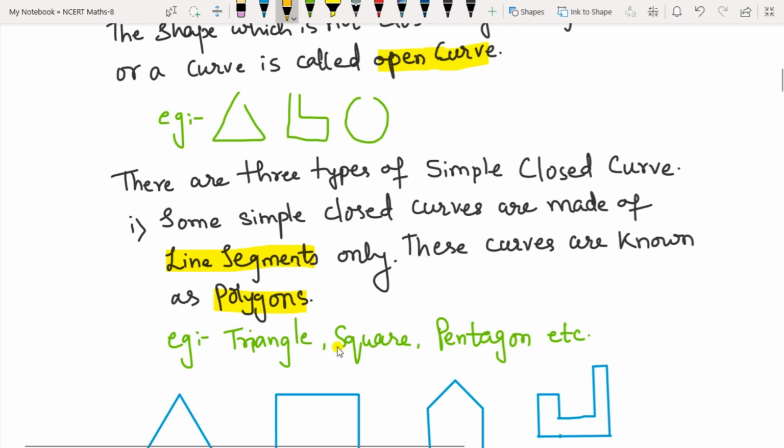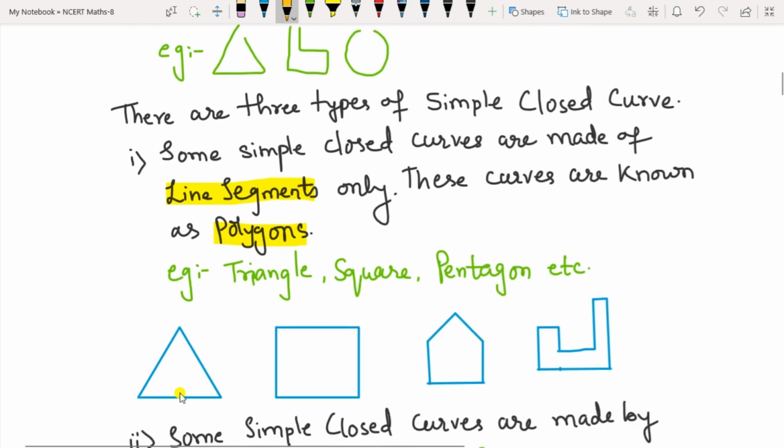Then the next one is, there are three types of simple closed curves. The first one is the simple closed curves which are made up of line segments only. Those are also called polygons. That is starting from triangle, square, rectangle, pentagon, all these which are closed and have only line segments in the figure. There is no curve in the figure. So those are called polygons.